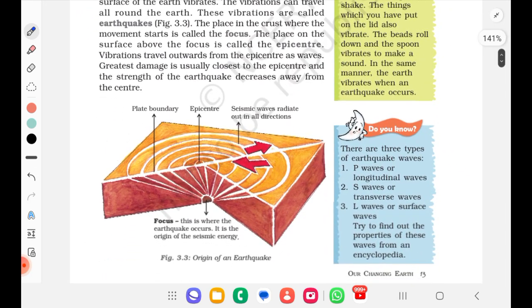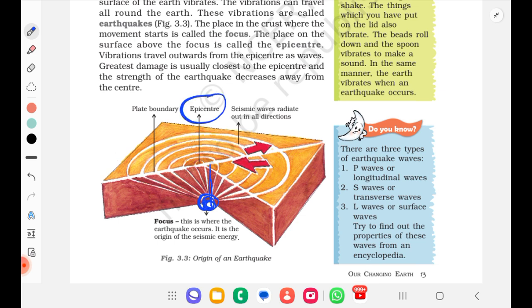So here they have nicely explained. See, inside the crust there is a point where that vibration starts. So it's the focus actually. Straight above it is the epicenter on the top of the earth. So from here also vibrations will move. That's what they are saying. Wherever the vibration originates, that is called the focus point, and the top of it, on the crust or lithosphere, we have the epicenter where the vibrations are more and then the destruction is also more. This is where the earthquake occurs, the focus. Okay.